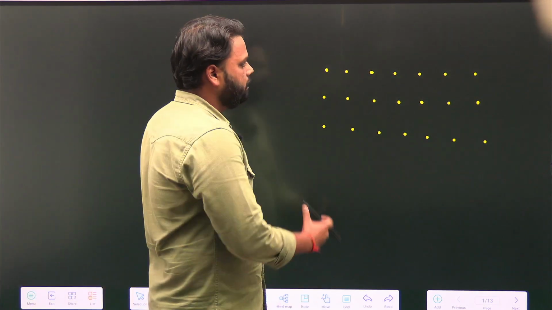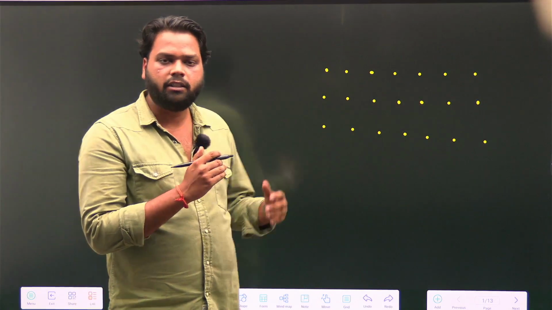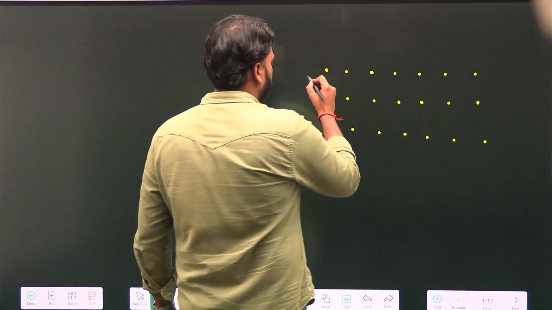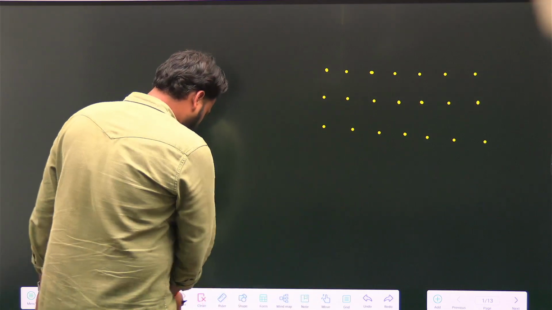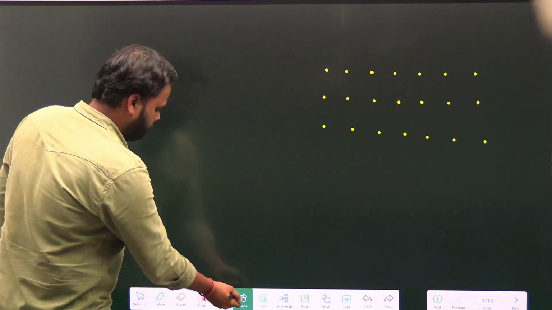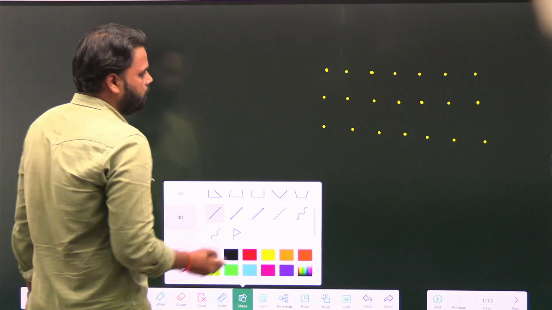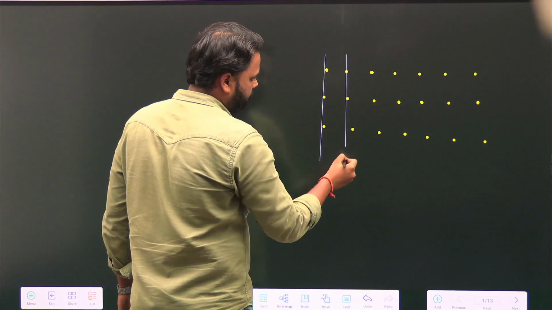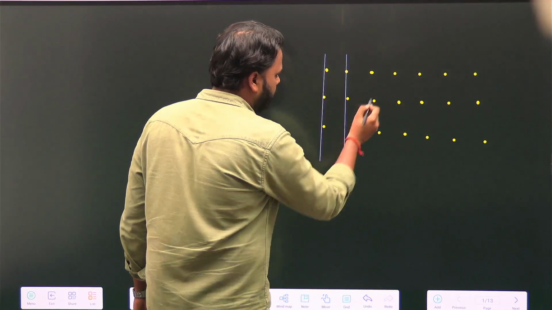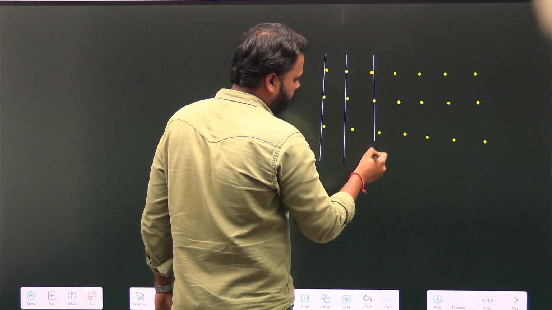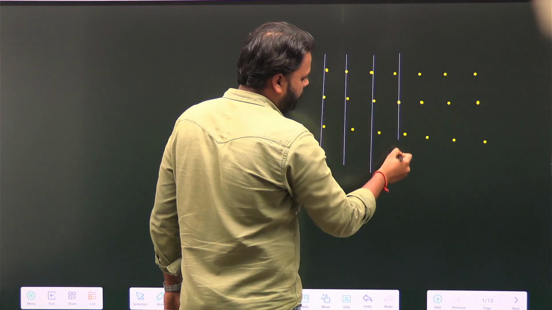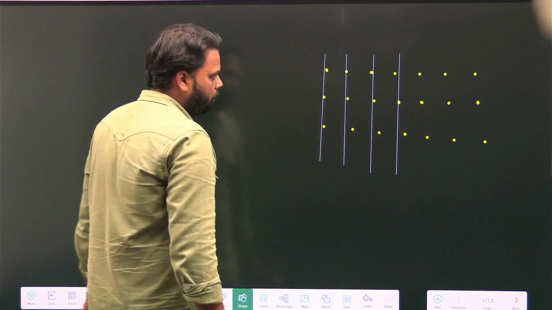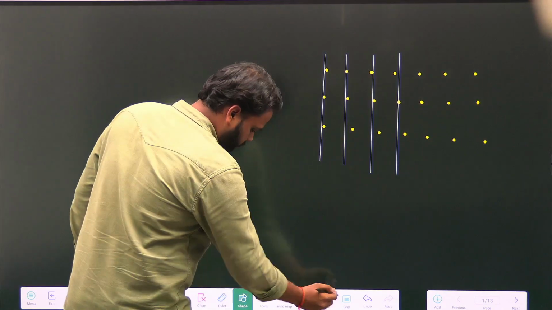So what I'm telling you is that in a crystal lattice, an infinite number of planes are possible. This could be a plane, this could be your plane, this could be another plane. Basically lattice points will be on them. The infinite number of planes should be possible. Wait, I am drawing this so it will be easy for you to understand.